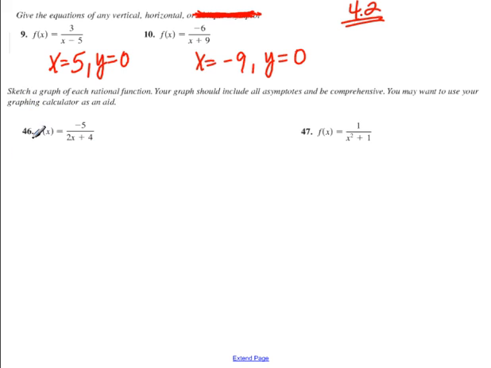And then it says to sketch the graph of each function. Your graph should include all asymptotes and be comprehensive, and you can use your graphing calculator as an aid. So you can certainly do that. Number 46, we'll just talk about briefly, and then I'll refer to this more on the graphing calculator video. The thing you have to be careful about here is to see how the change is occurring.